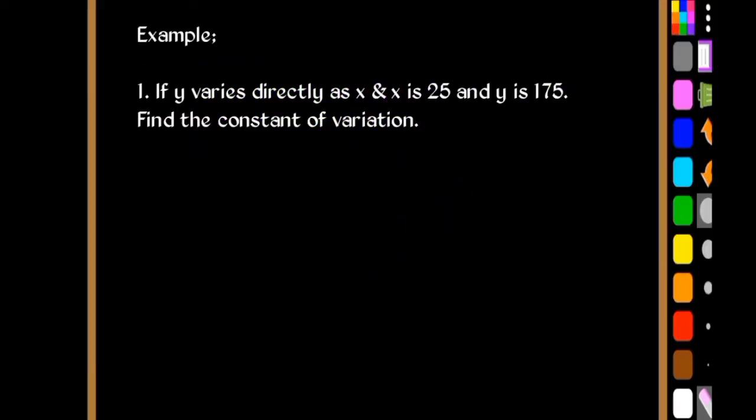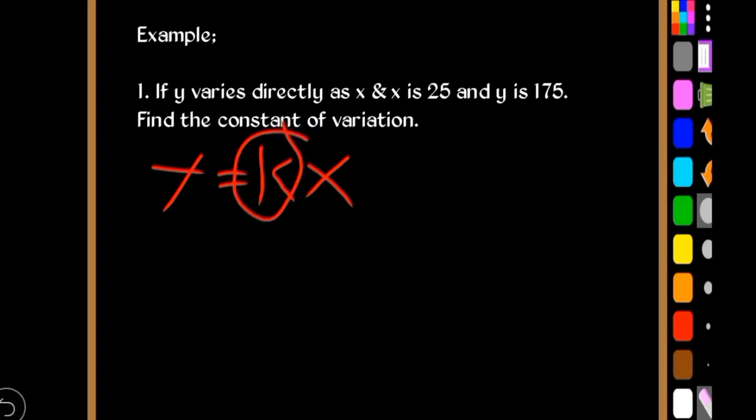So here's our example on how to solve direct variation. If y varies directly as x, so pag-solve na siya is y equals kx. And x is 25 and y is 175. So let's substitute. Find the constant of variation. So let's find the k or constant.